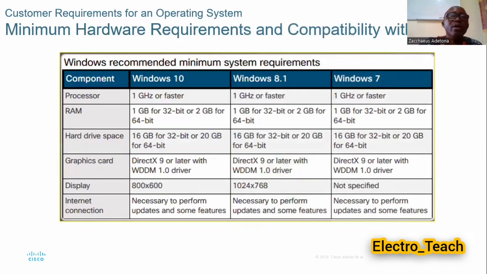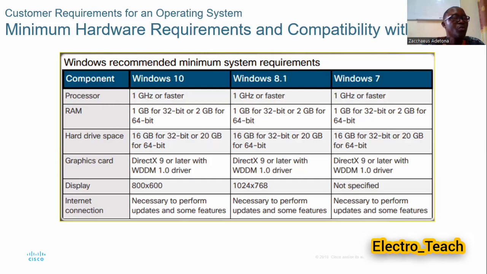Next, we look at hardware requirements and compatibility. We want to talk about Windows 7, Windows 8.1, and Windows 10. Certain components will be considered: processor, RAM, hard drive space, graphics card, display, and internet connection. When you want to install any of these operating systems, what are the requirements? The hardware requirements, that is, what space, RAM, and so on should come with the system before you can install the operating system. First, we are going to talk about the processor.